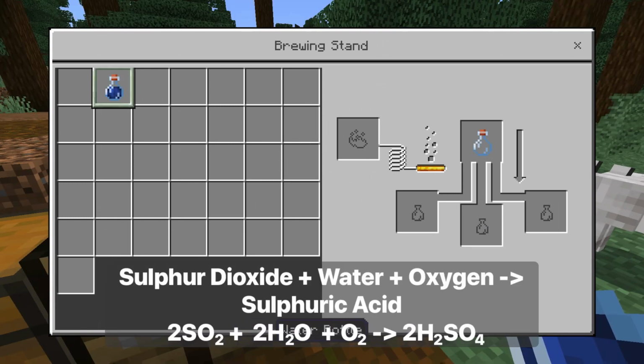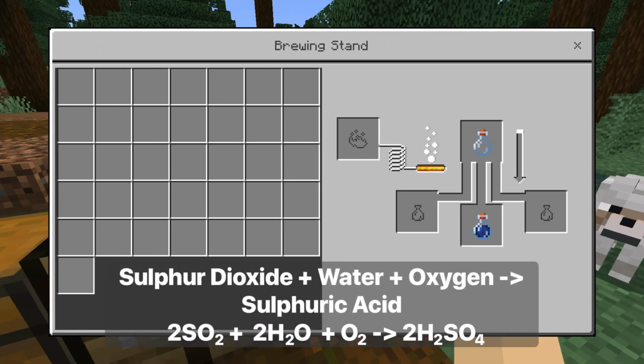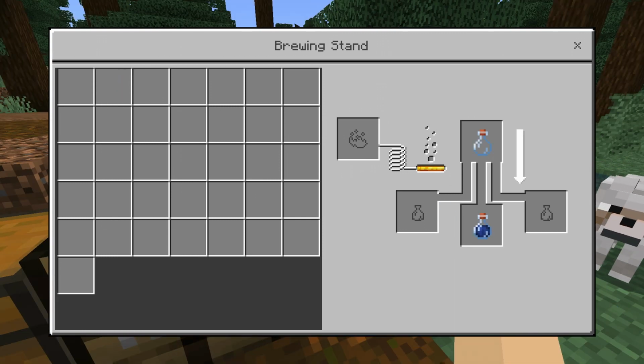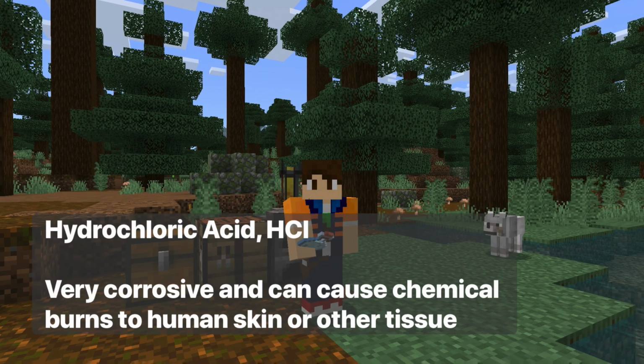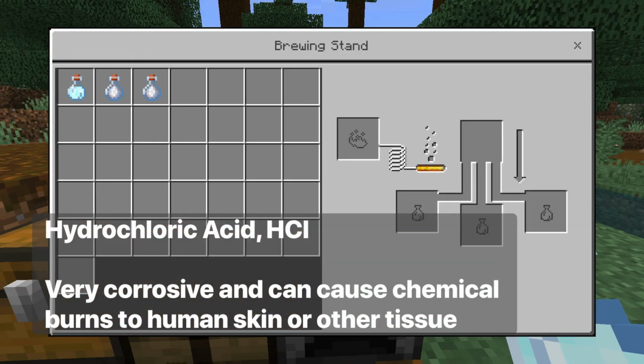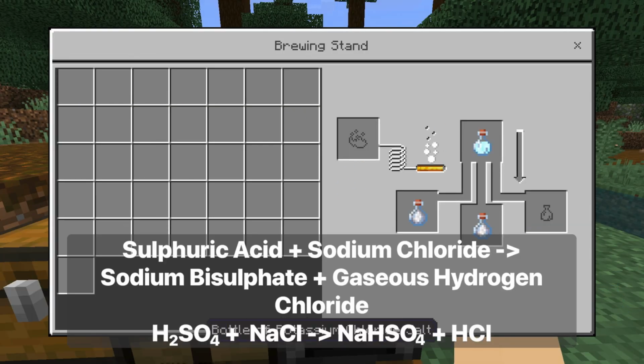You can then mix sulfur dioxide with water to make sulfuric acid. Now, this step isn't exactly accurate to real life, but it's the best I can do without using the catalyst method. Now that we have sulfuric acid, we can now make hydrochloric acid. To make hydrochloric acid, you need to mix sulfuric acid with either sodium chloride or potassium chloride.